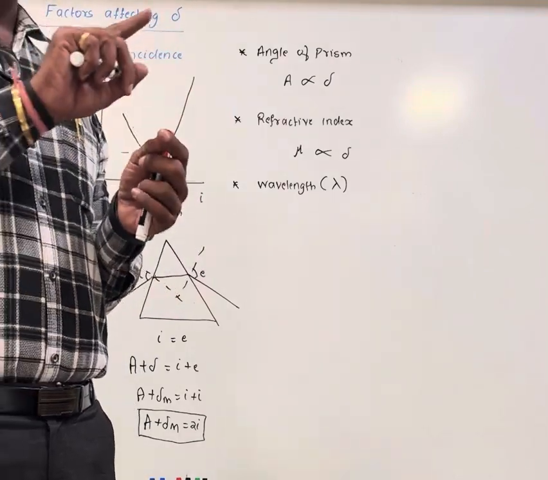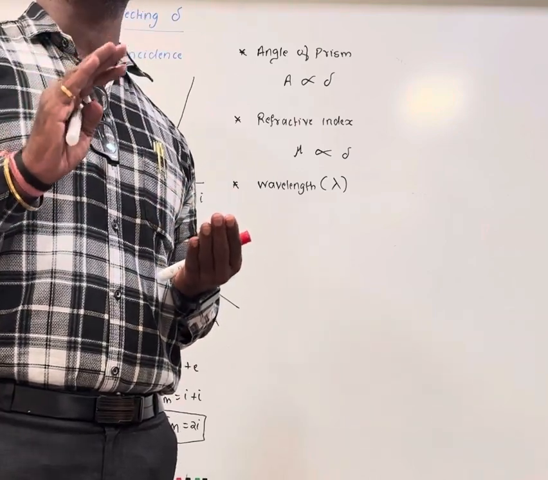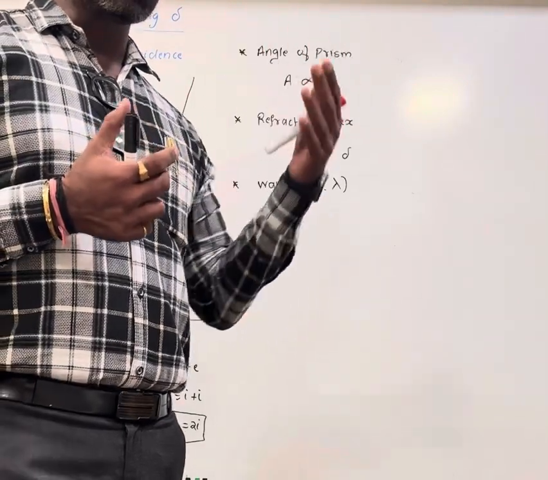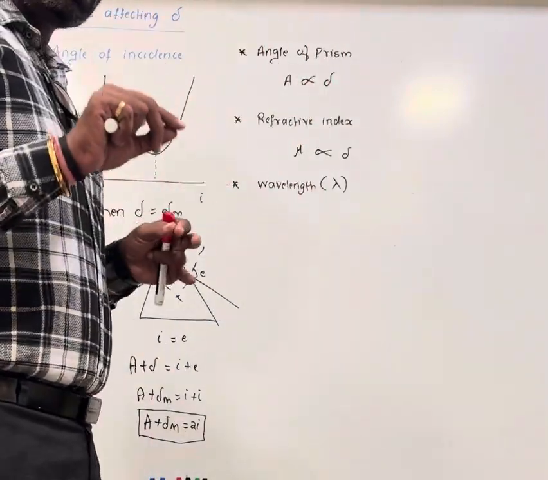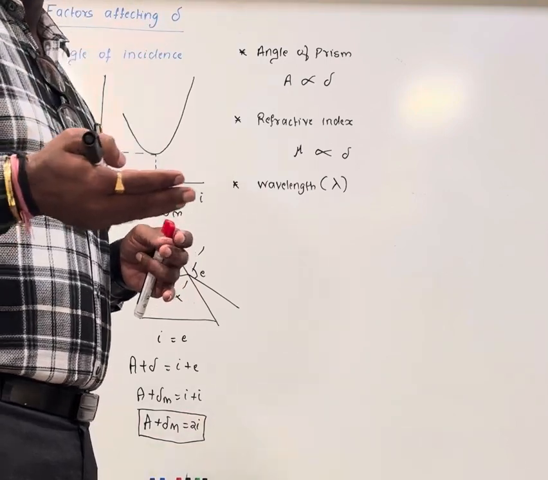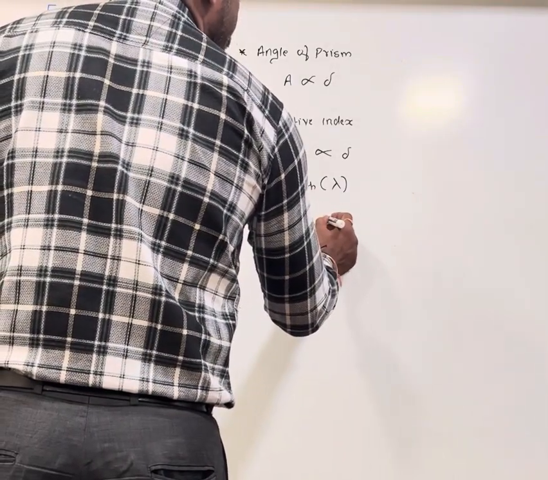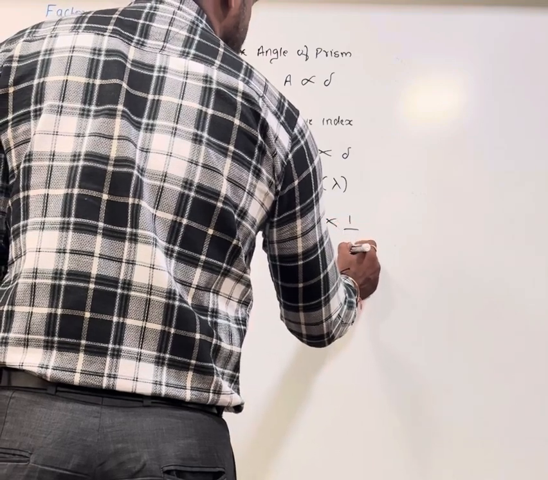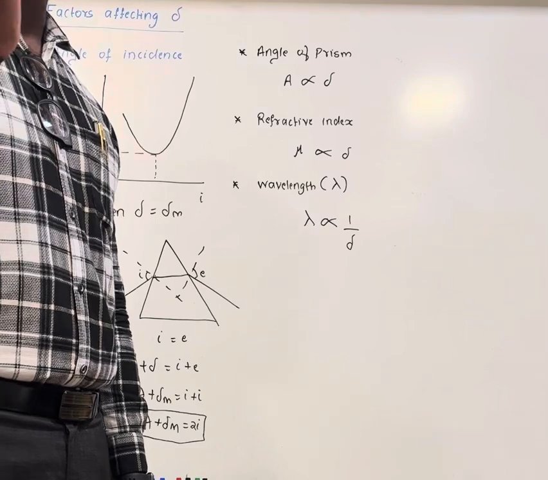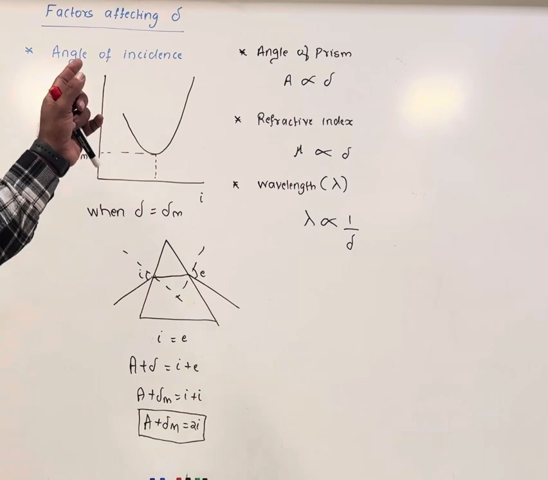But on refraction, frequency never change. Frequency never change on refraction because frequency depend on what? Source of light. It doesn't depend on medium through which it is passing. So now if wavelength is less, of course speed is less. If speed is less means bending is more. So this wavelength is inversely proportional to angle of deviation. So when wavelength is more, deviation is less. So these are the four factors affecting angle of deviation.